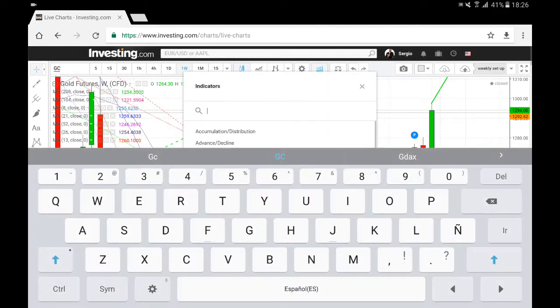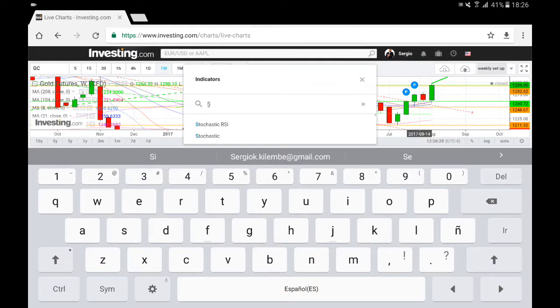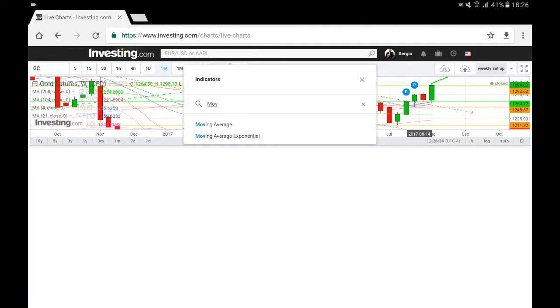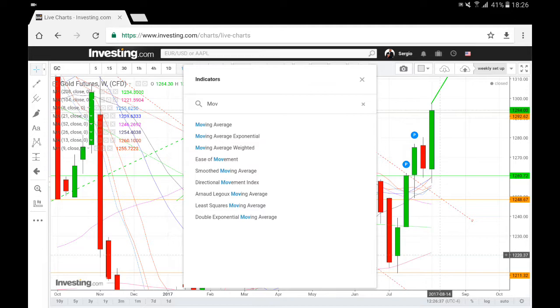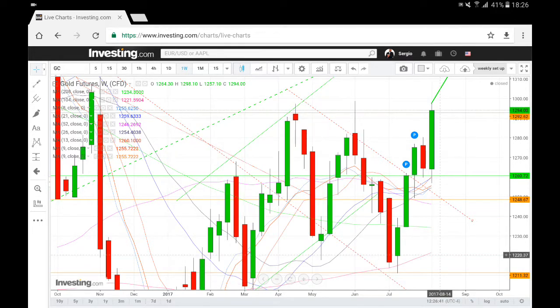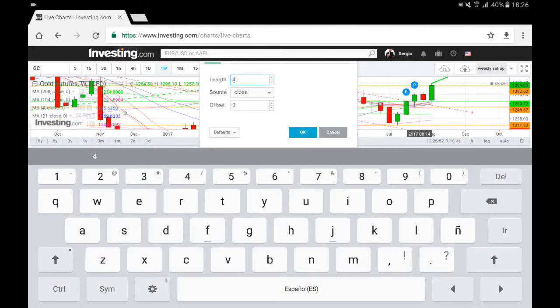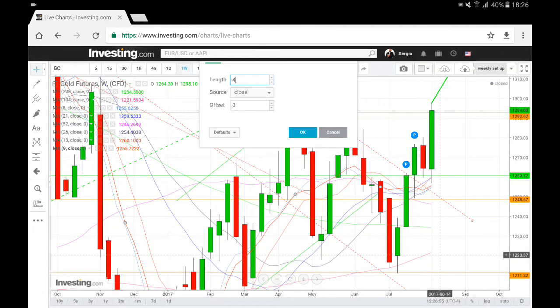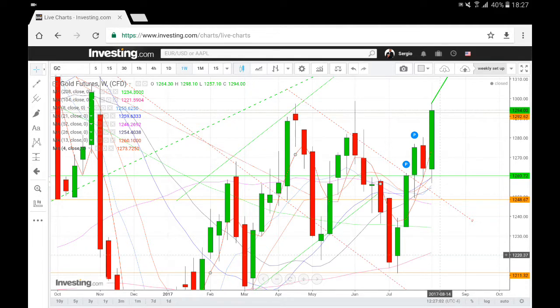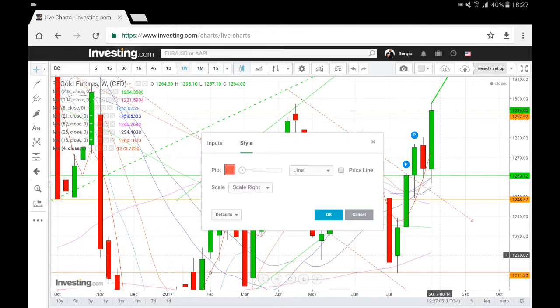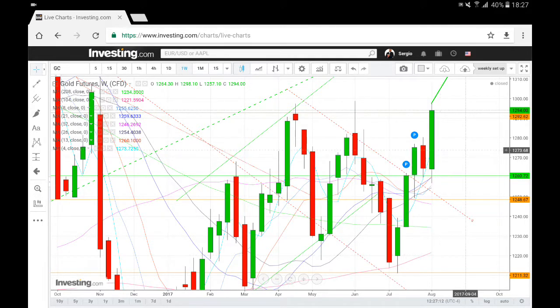We're gonna add the 4 weeks moving average. That one is missing. Okay. And here, that's gonna be my 4 weeks moving average, and the style, not in red. What's the color? Yeah, that particular color. Line, price. Okay, you see, that's it.